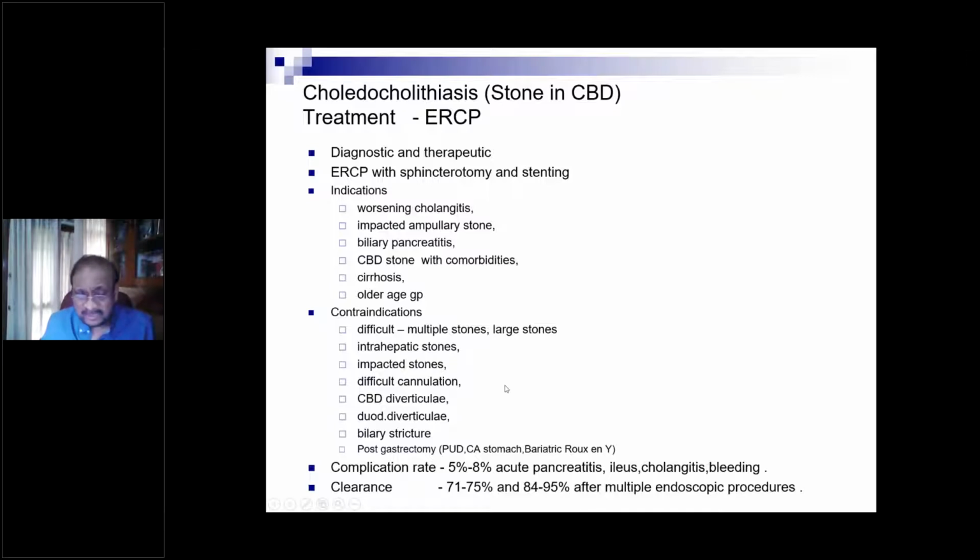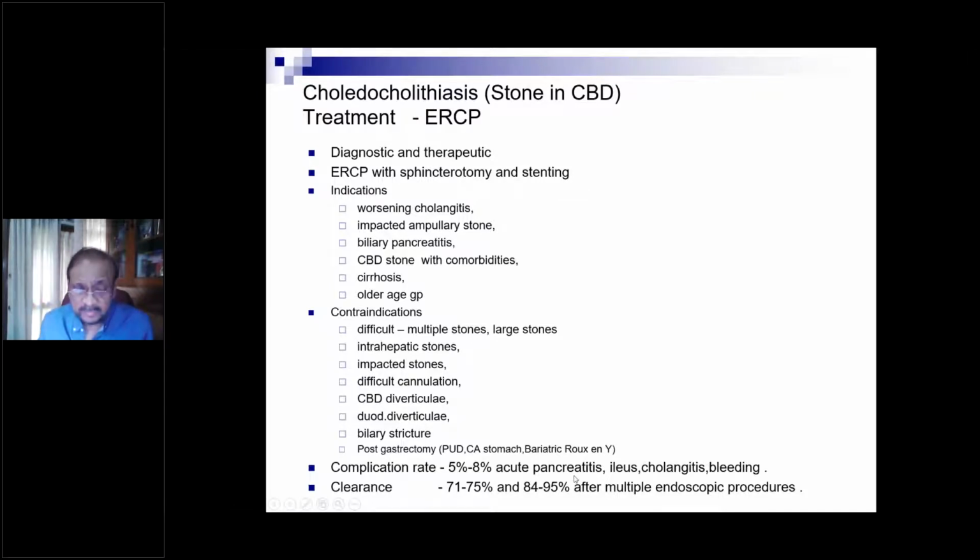Impacted stone, difficult cannulation. If you can't cannulate the CBD, how on earth are you going to do an ERCP? You can't. A CBD diverticulum, a duodenal diverticulum, a biliary stricture, and post-gastrectomy, where it is very difficult to cannulate the CBD, as is seen after carcinoma stomach, peptic ulcer disease, or bariatric Roux-en-Y. So these are some of the areas where doing an ERCP becomes very difficult. These are basically the relative contraindications. None of them is absolute.